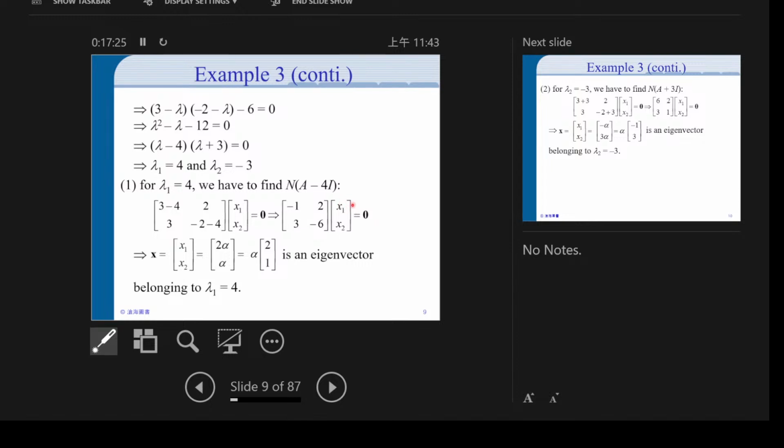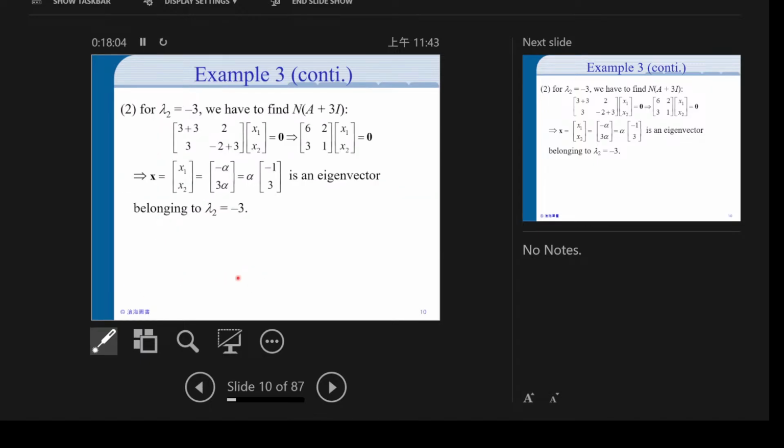We see that if x2 equal to 1, then because minus x1 plus 3x2 equals 0 and 2x1 minus 6x2 equals 0, we just have x1 equal to 3 times x2, so it's 3 alpha, alpha. So our eigenvector is whatever alpha multiplying on this 3, 1. Okay, so the eigenvector corresponding to 4 is this 3, 1.